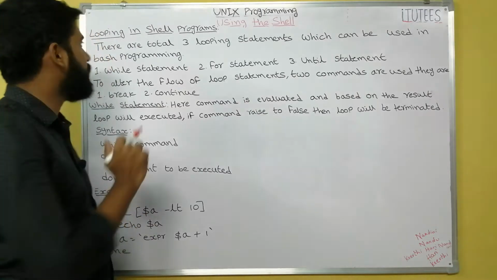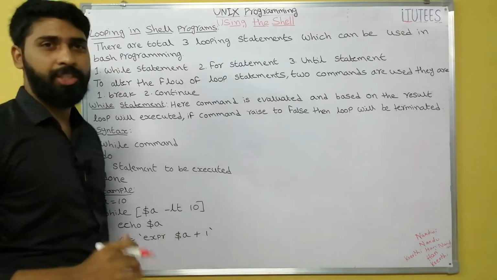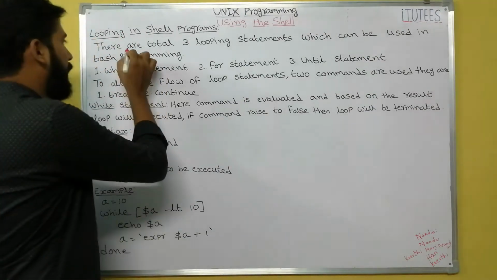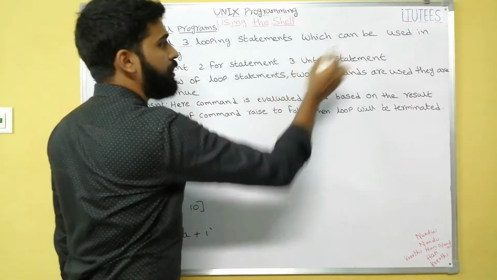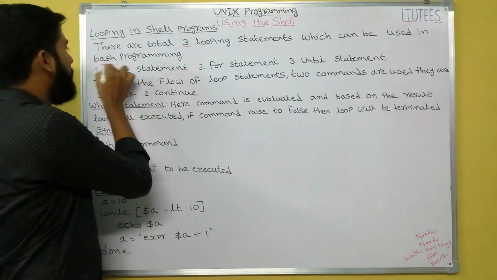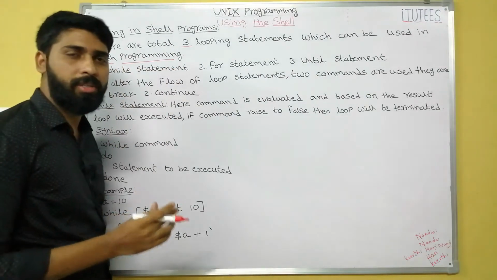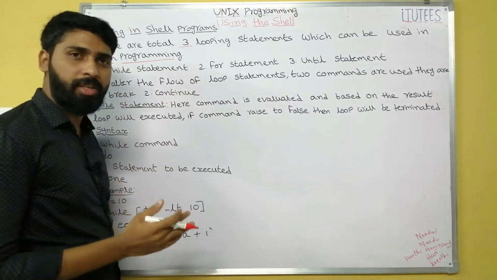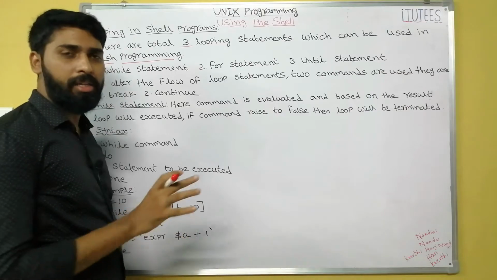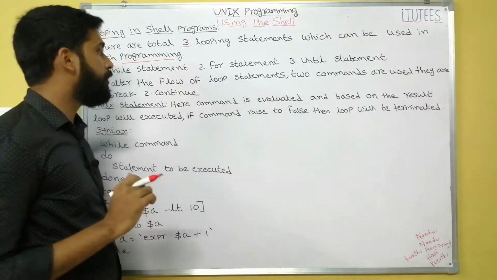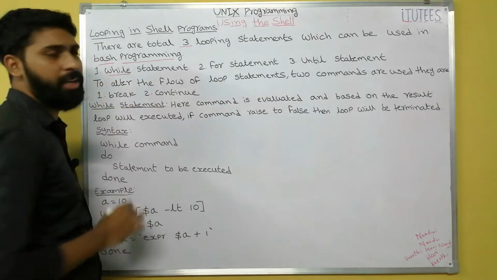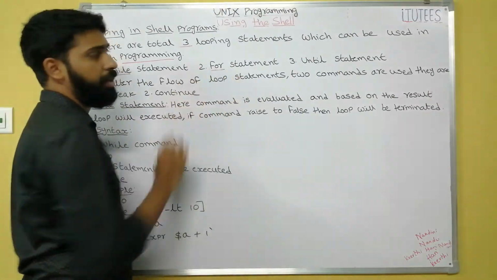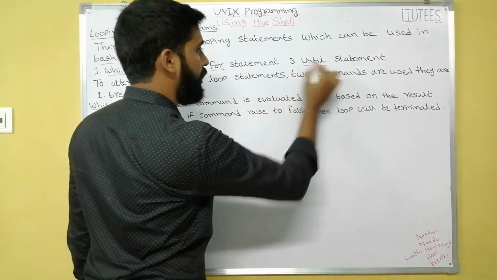In this class we are going to discuss looping in shell programs. There are a total of 3 looping statements which can be used in bash programming. So what does looping mean? We can execute an instruction until the condition is false. The 3 looping statements are: one is while, second is for, and third is until.